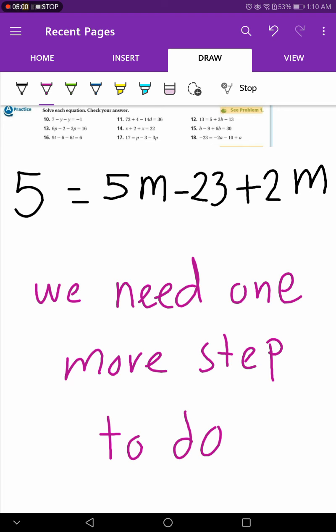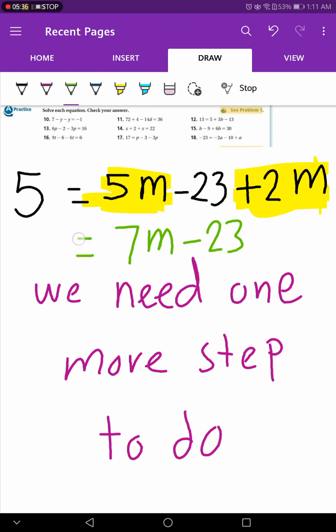That means combine like letters. Okay, teacher, that means the m here. Yes, the m. I have 5m here and 2m here. So I have to add them in this case, yes, because both of them are positive. And they equal 5 plus 2 equals 7m. Yes, 7m. So 7m minus 23 equals 5. So this is the new equation.